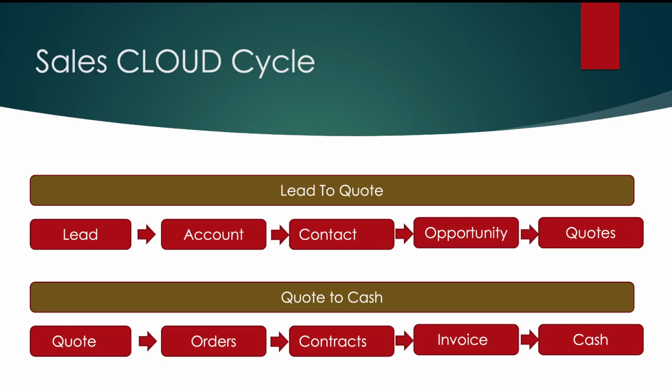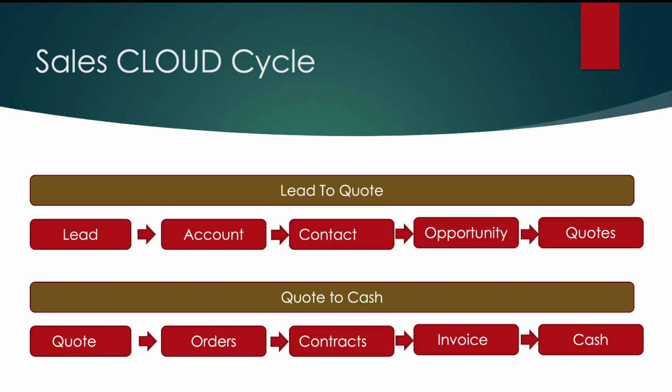Now the other cycle, which is quote to cash. Once the quote is given to a customer and the customer says the quote is good and accepts it, then we create a sales order. Then orders are created, and in that case the order fulfillment process happens, where, for example, AT&T gets an order from a customer to have a router as well as internet. In that order, the engineer will go to a site, install it, and then activate it.